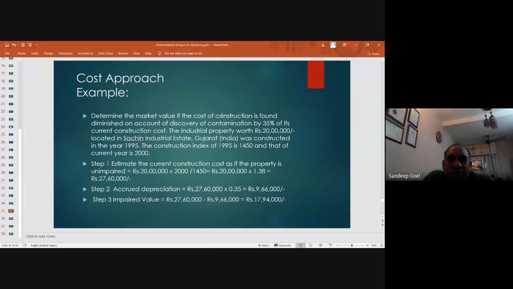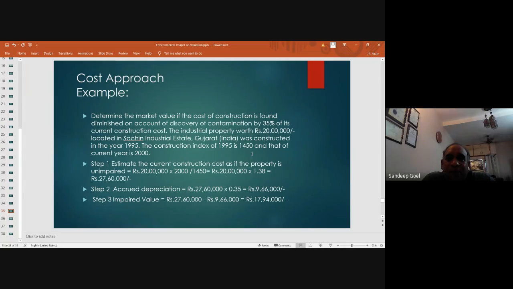Determine the market value, if the cost of construction is found diminished on account of discovery of contamination by 35% of its current construction cost. The industrial property worth rupees 20 lakh located in Sachin Industrial Area, Gujarat was constructed in the year 1995. The construction index of 1995 is 1450 and that of current year is 2000. Simply, what you have to do? 2000 divided by 1450. That will be a multiplying factor, 1.379. To whom you are going to multiply this amount?